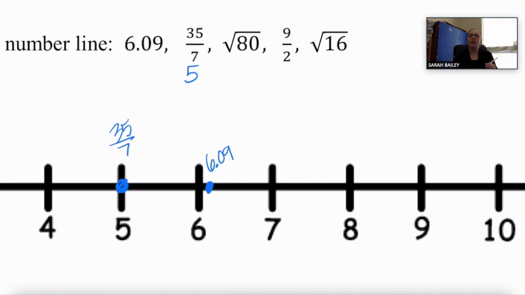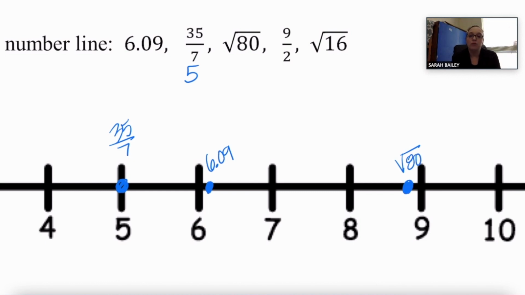All right, then we've got the square root of 80. Now, 80 is not a perfect square, so when I take its square root, we know that this is an irrational number. However, 81 is a perfect square, and the square root of 81 is 9. So the square root of 80 is going to be a number less than 9, but it should be pretty close to 9. So I'm going to put it right about here. Square root of 80. Okay?